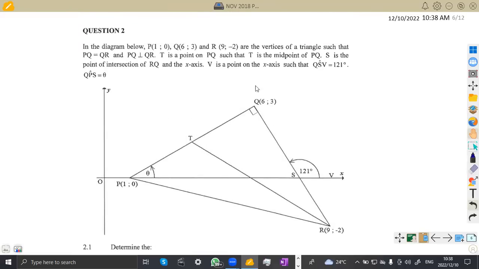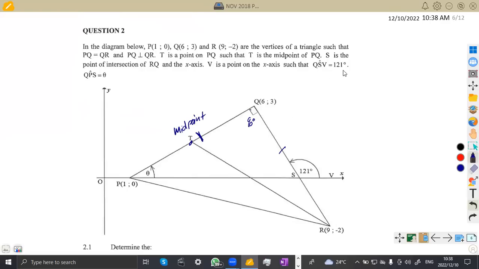All right, on question 2, we are given that in the diagram below, we've got the point P, (1, 0), point Q, (6, 3), point R, which is (9, -2), which are the vertices of a triangle. They say that PQ is equal to QR. Okay, from P to Q, it's equal to Q to R, so these two are equal. Then we are given that PQ is perpendicular to QR, that's 90 degrees there. T is a point on PQ such that T is the midpoint of PQ. So T here is the midpoint.